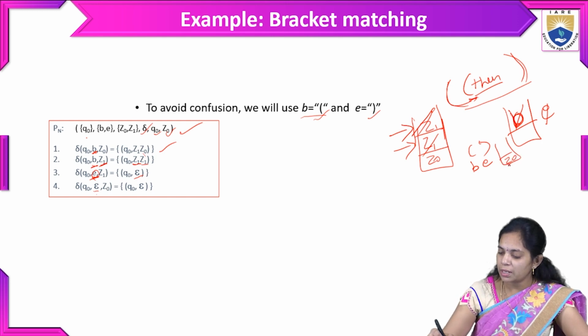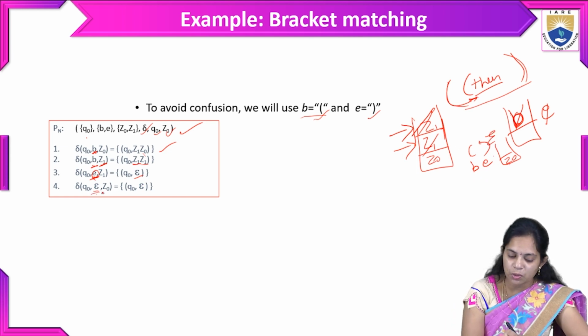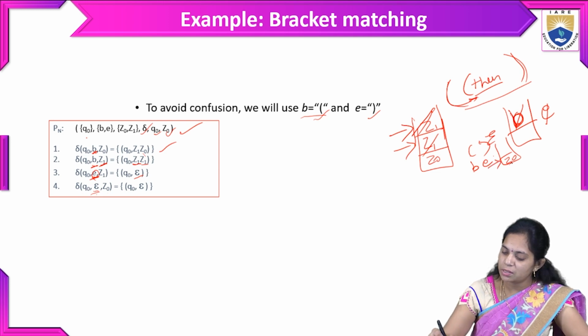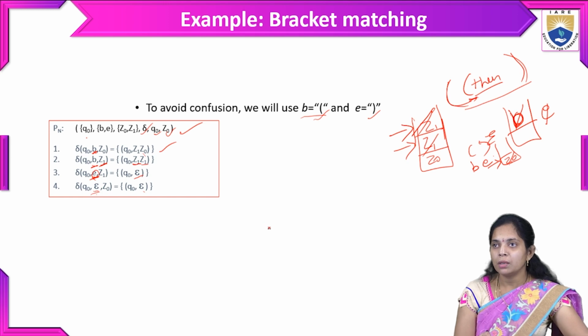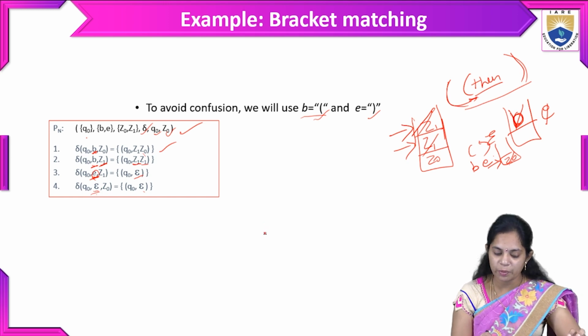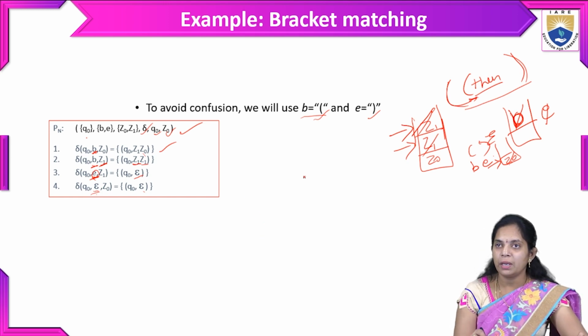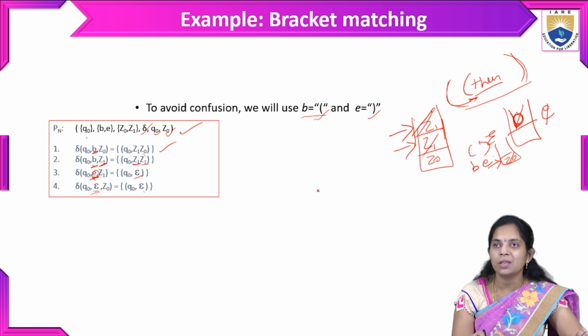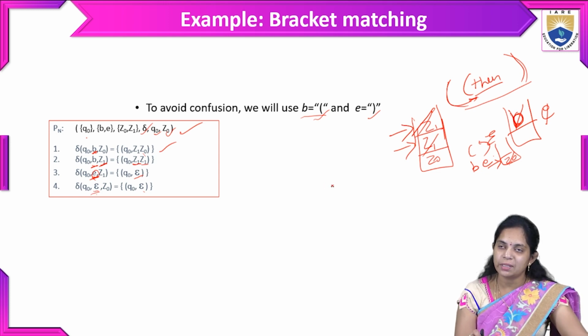For this kind of situation, after these two strings, epsilon is there. So for the input string epsilon, the top of the stack symbol is Z0, so we have to pop that one also. So this is the step-by-step process. We have to construct a push-down automata for the braces matching.